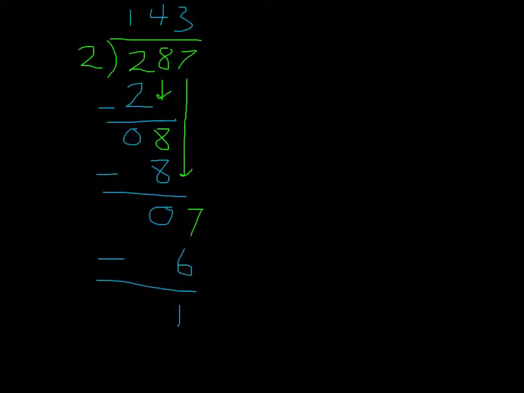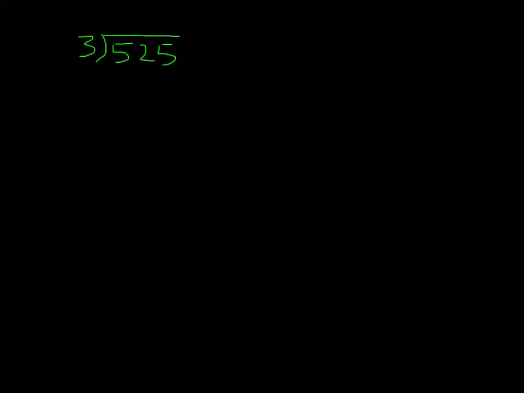So our quotient is then 143 remainder 1. And this is once again using the standard method for dividing. On this next one, we're going to take 525 and divide using our divisor of 3 and try to get our quotient. Once again, it's very important that we place the first digit in the correct spot. If 3 can go into 5, then it has to be placed above the 5 in the hundreds position. So let's go ahead and solve this.